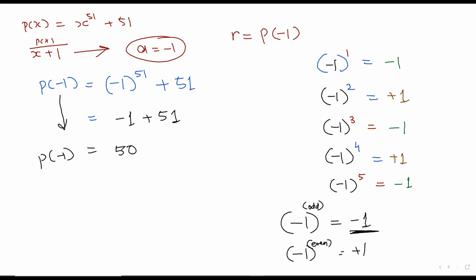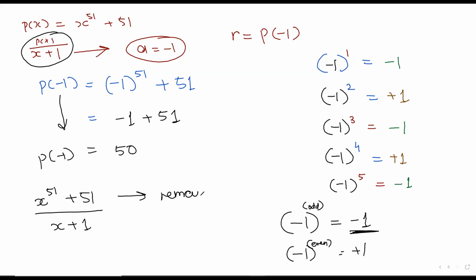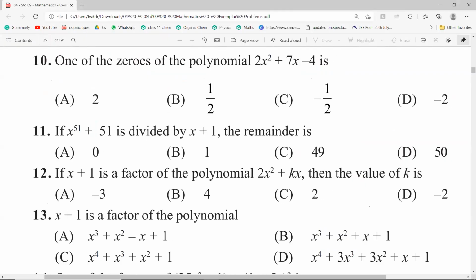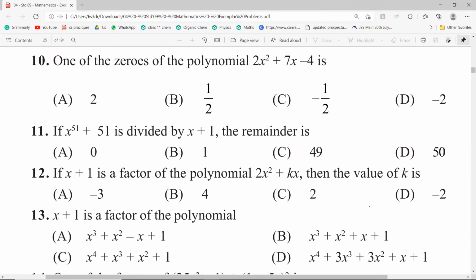So what is the remainder when you do this division? Ma'am, 50. That's right. Is it clear? Yes, ma'am. Good. Remainder turns out to be 50. Okay. Let's go back to our question and we can see that the option is D.